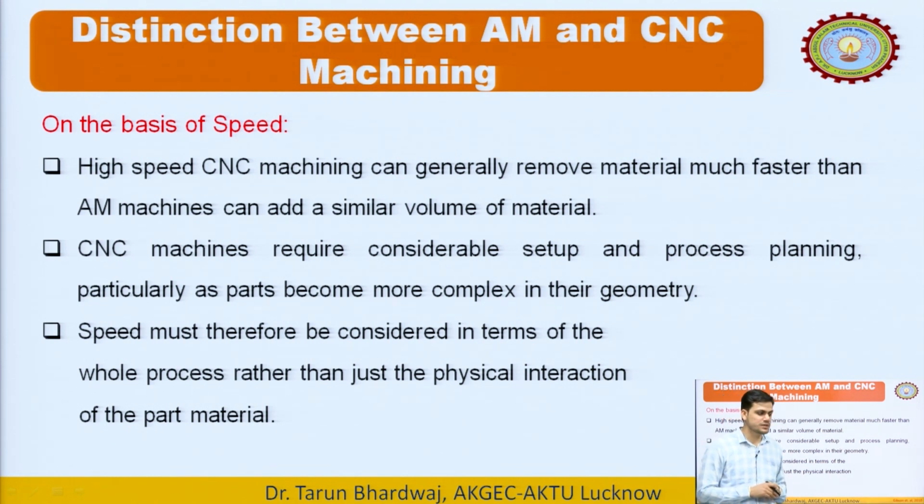But if we compare the process as a whole, you will see that a product will also take time to cast and then come to machining. If you compare the whole production time of that particular 3D object, you will see that it takes more time than additive manufacturing. But if you compare process to process, additive manufacturing is a slow process compared to the CNC process. Okay. So speed should be considered in terms of the whole process, rather than the physical interaction of the part material.